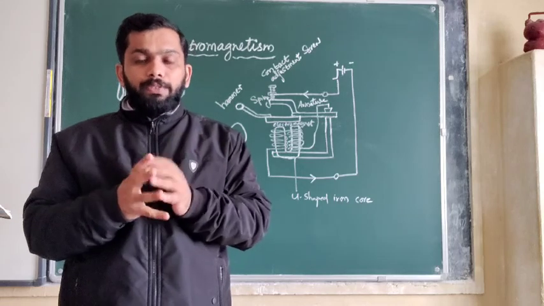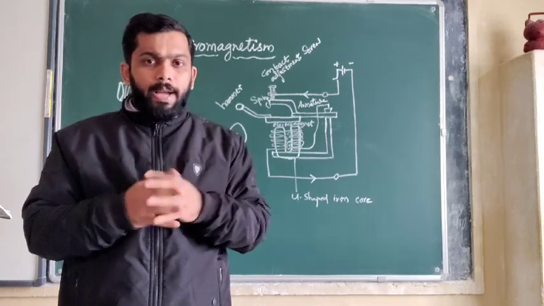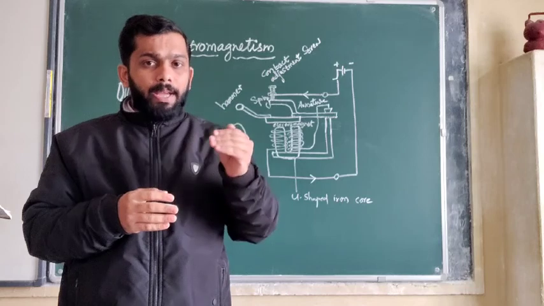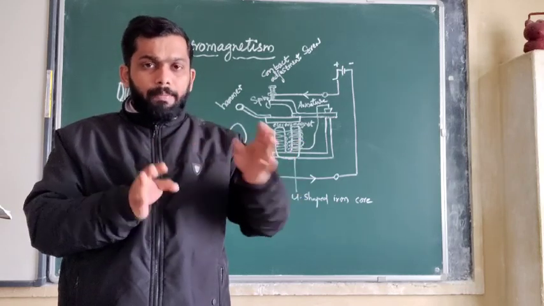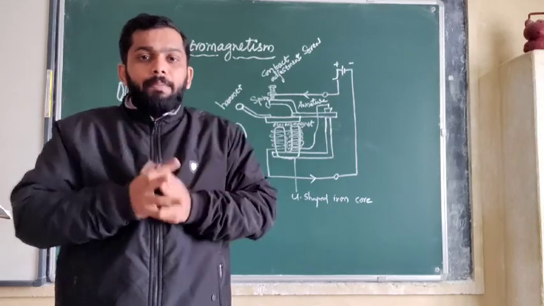Now we are coming to the artificial magnet. What is an artificial magnet? The magnet which is made by human beings. In artificial magnets, we have seen what a permanent magnet is. Next one is the temporary magnet.